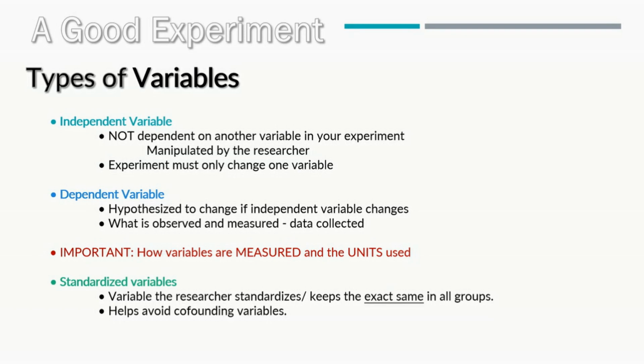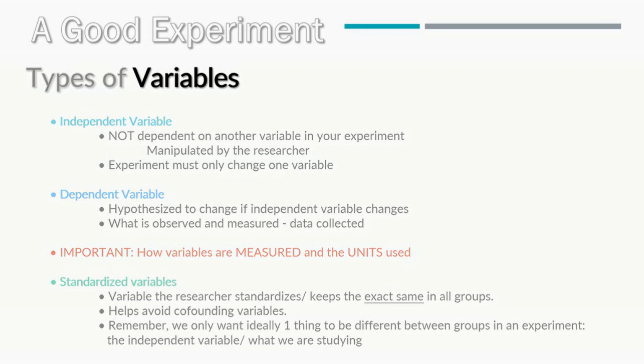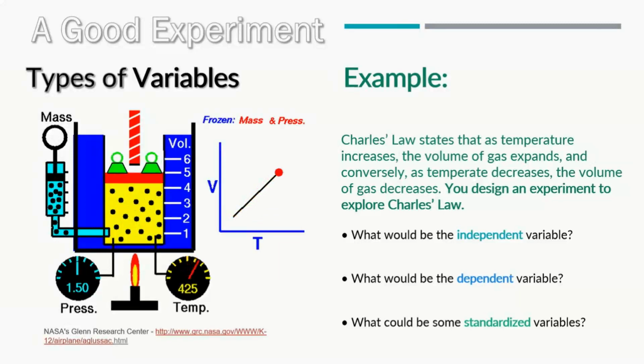Remember, we really only want one thing to be different between each of our experimental groups, and so that thing is usually the independent variable, what we are studying, the treatment. This is why having standardized variables is so important. So with that out of the way, let's go ahead and look at an example to make sure we understand.